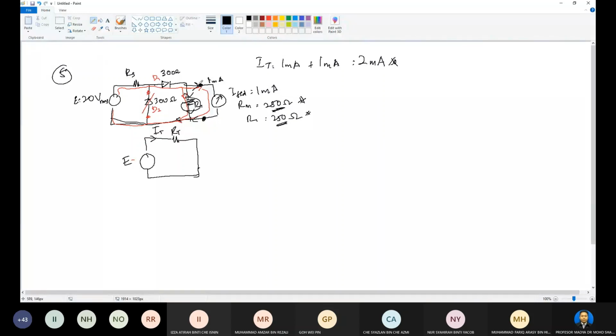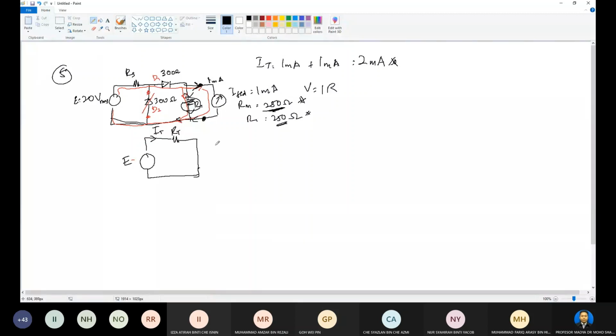This one is given as 1 milliampere. Because the resistor here is 250 and this one is also 250, if you apply the voltage here, it will be the same as the voltage here because of the parallel connection. So the current will be the same, because RM and R1 are the same. That's why our total current will be 2 milliampere.